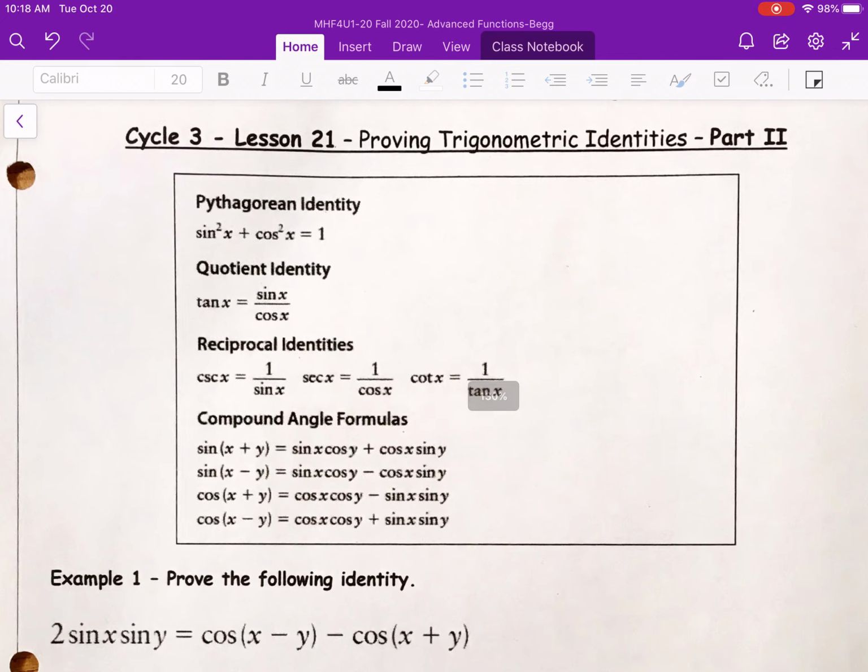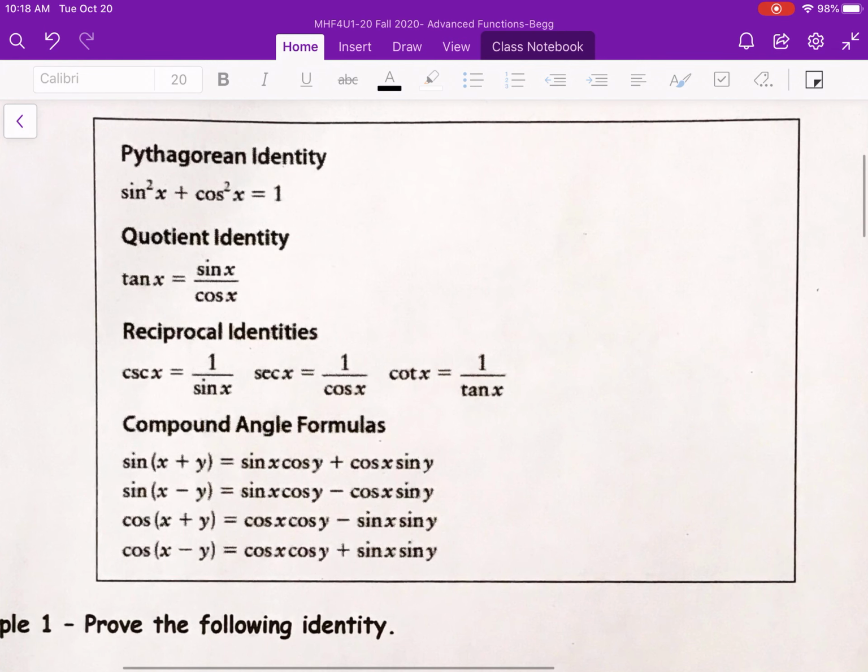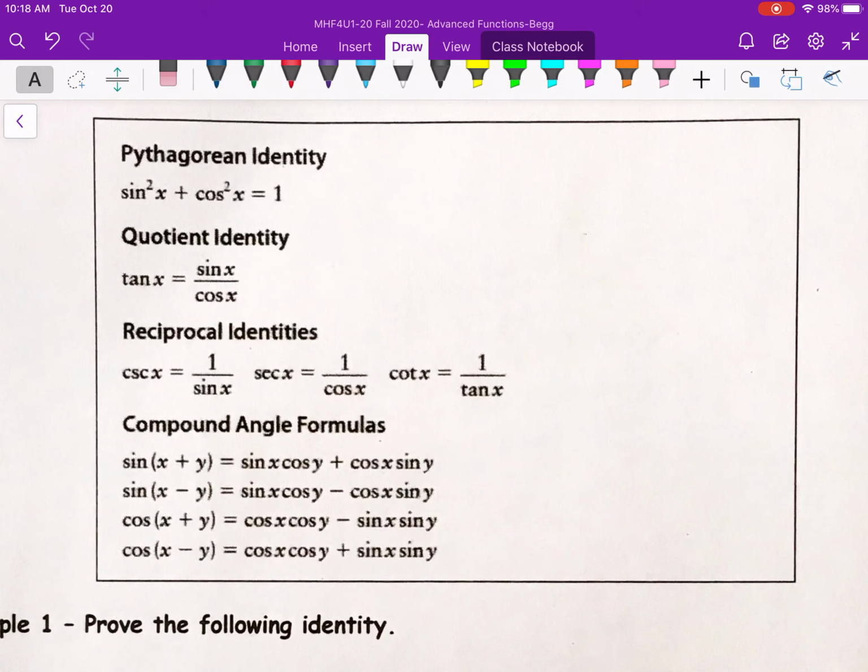So as you can see, at the top is just a recap of some of the most commonly used trig identities, in particular the Pythagorean identity and the quotient identity. Those are our real go-tos. And of course the reciprocal identities: whenever we see a reciprocal trig ratio, we should change it back into one of the primary ones.